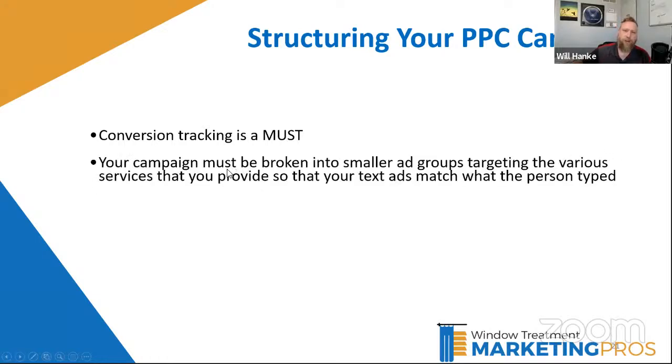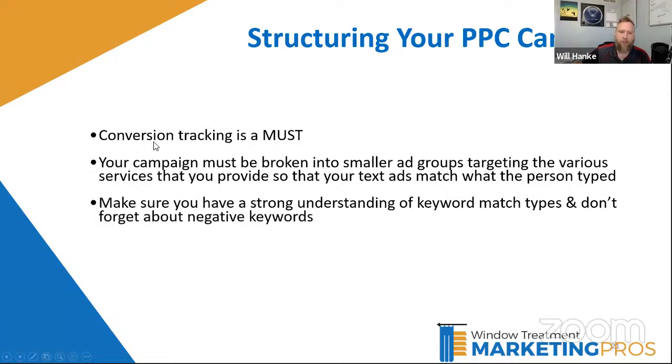Secondly, as I mentioned earlier, your campaign needs to be broken into smaller ad groups that are targeting all of the different products and or services that you provide, so that when somebody's typing in drapery near me, they are seeing drapery related ads, drapery related landing pages. You know, the process is all very similar to what they were searching for. So it has to start with breaking these into smaller ad groups and then targeting those groups.